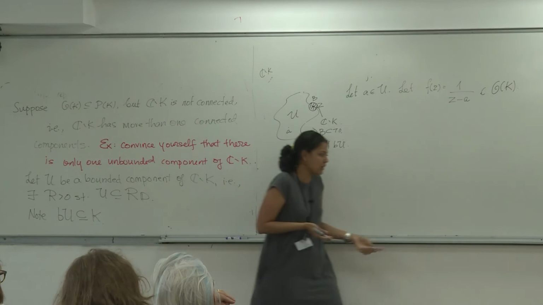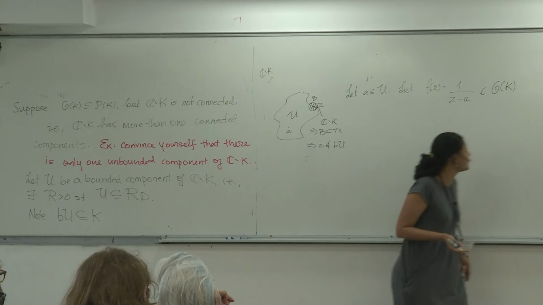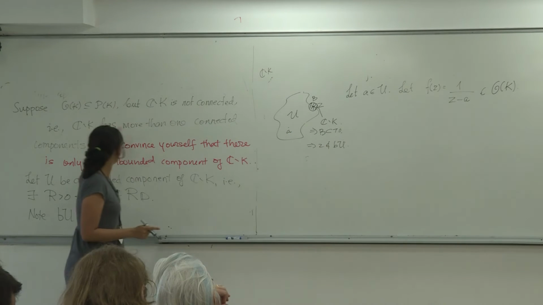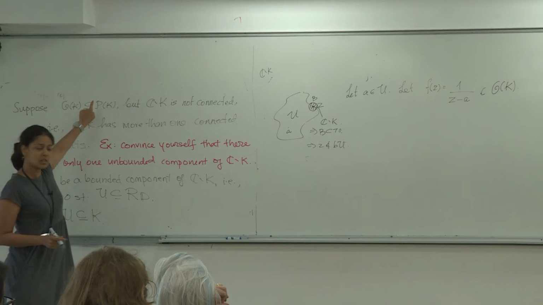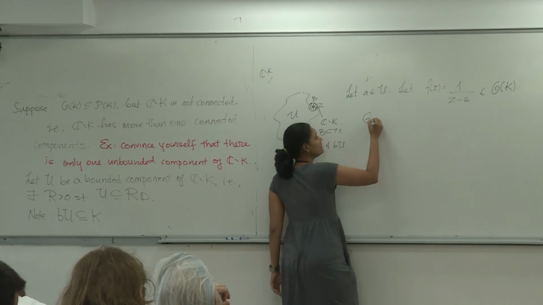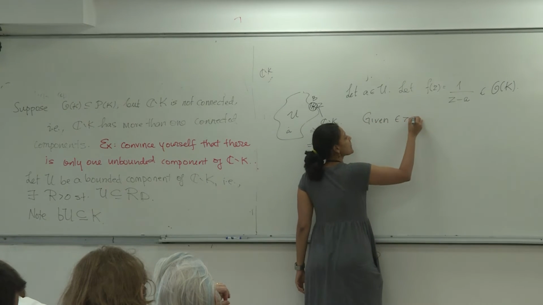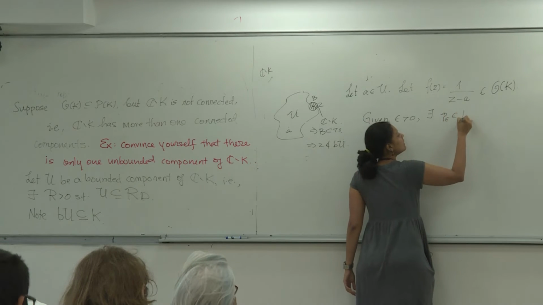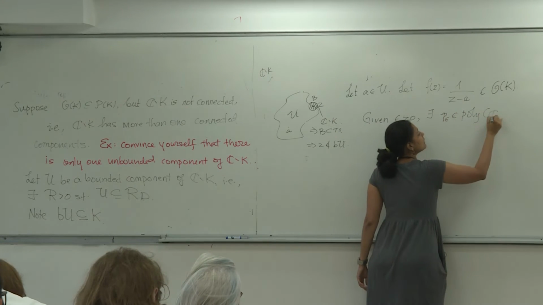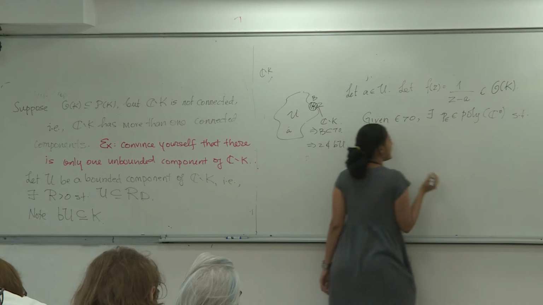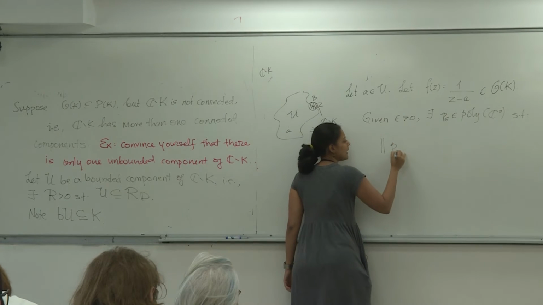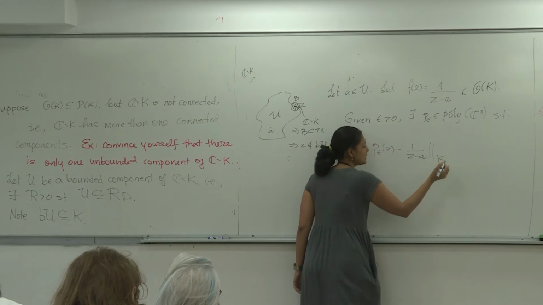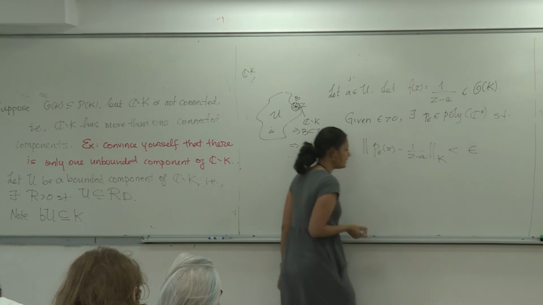In fact, it's holomorphic on C minus A, which is definitely an open neighborhood of K. So we have assumed approximability. That means that given epsilon, there exists a polynomial P epsilon such that when I look at P epsilon of Z minus 1 over Z minus A on K, this is at most epsilon.